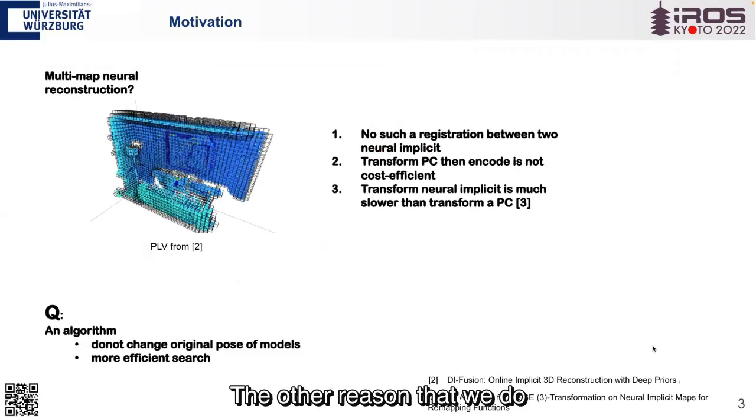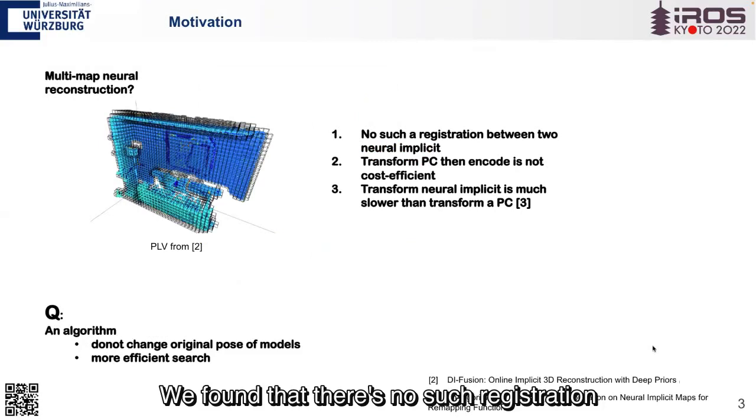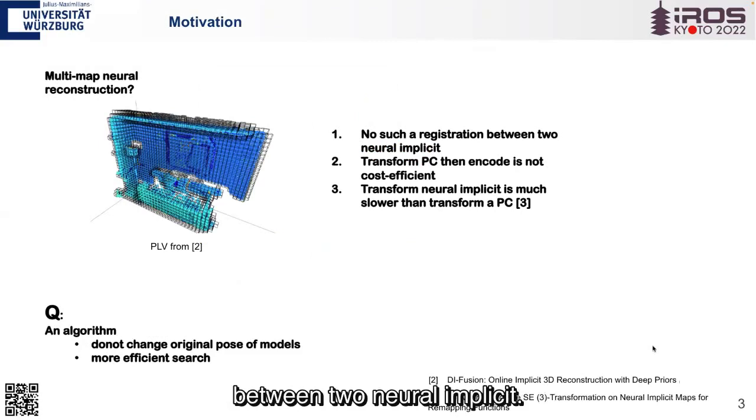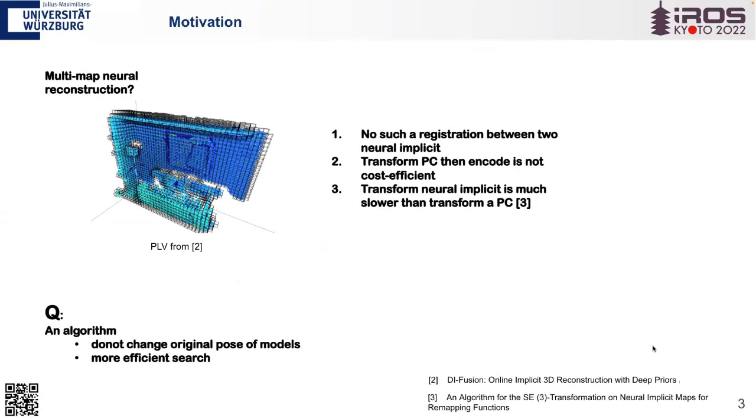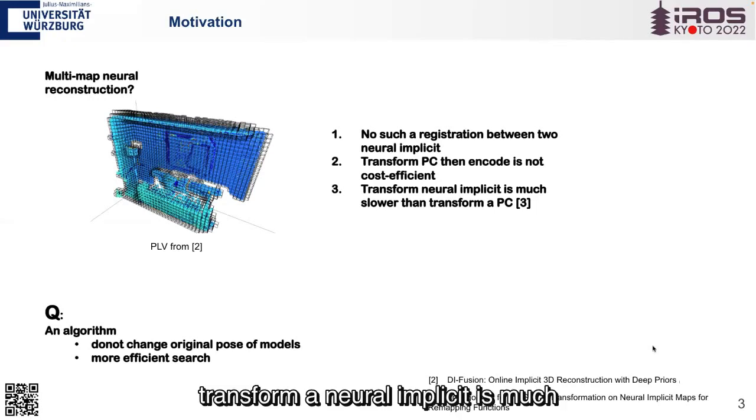The other reason that we can do this work is for multi-map neural-based reconstruction. We found that there's no such registration between two neural implicits. Second, transforming the point cloud, then encoding, is not cost-efficient. And third, transforming a neural implicit is much slower than transforming a point cloud, which was solved in paper 3. So we asked ourselves, can we build a registration algorithm that can register two neural implicit maps or distance fields without changing the original process? Can we do a more efficient search?